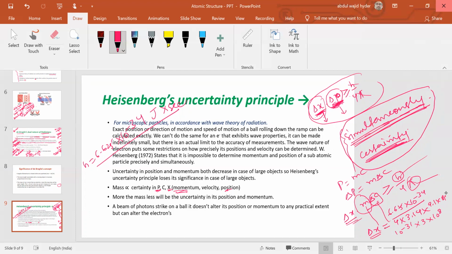If still it is not clear, you can ask me. So 9.1 into 10 to the power minus 31 is the mass of the electron in kg. We did it now in the mole concept.